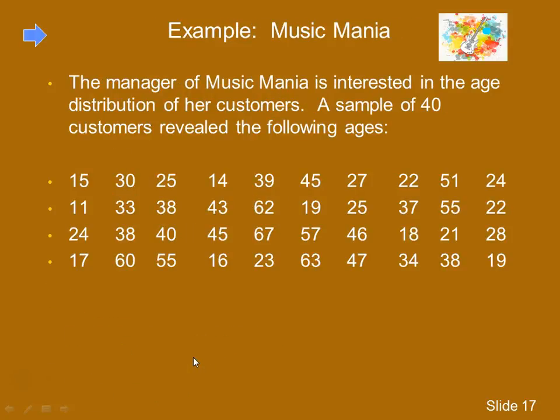Let's use a numeric example as we go through this section of the topic. Suppose we got the manager of Music Mania, a record store, and they're interested in the age distribution of their customers. Suppose they take a sample of 40 customers, and we got the following ages. Again, as it is, this is just 40 numbers in front of us. It doesn't tell us much to look just at the 40 numbers. But perhaps we can use tables or graphs to put it in some type of manageable form.